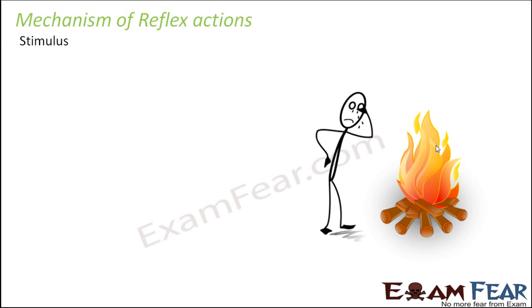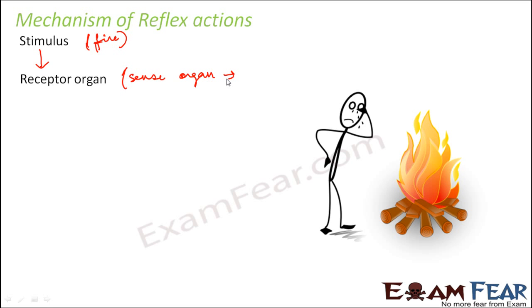The stimulus is received. And what is the stimulus? The event of the fire, which gives you a lot of heat and pain, right? So that provides the stimulus. So this stimulus is provided by the fire. Now, this stimulus is received by the receptor organ. And what is the receptor organ? The receptor organ is the sense organ. And which sense organ received the stimulus in this case? In this case, it is received by the skin, right?